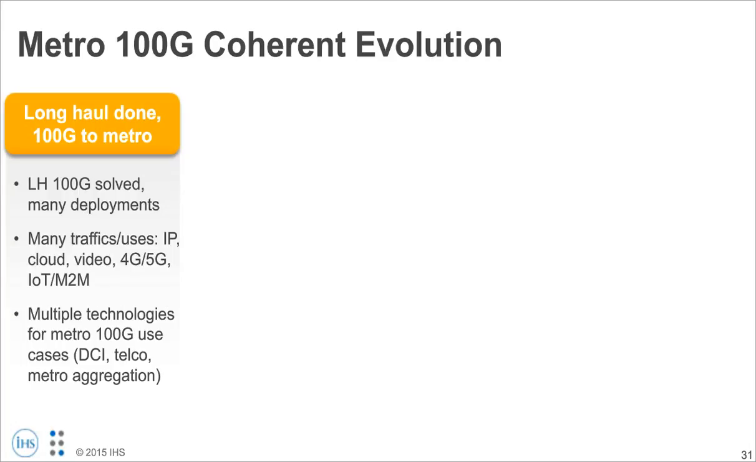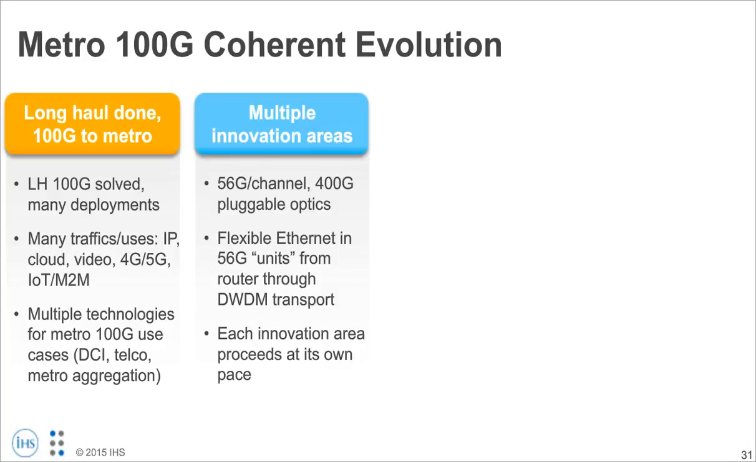There's a lot of different traffic uses: IP, cloud, video, 4G, 5G, the Internet of Things. And what we've learned today is there's a lot of different technologies for Metro 100G use and use cases: data center interconnect, telco, metro aggregation. There's multiple innovation areas. We heard 56 gig channels, 400 gig pluggable optics, flexible Ethernet, and 56 gig units from router through DWDM transport. And each innovation area can proceed at its own pace. We don't need to have all the innovation areas proceed at once.